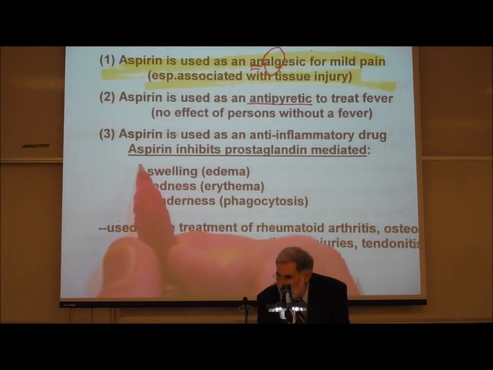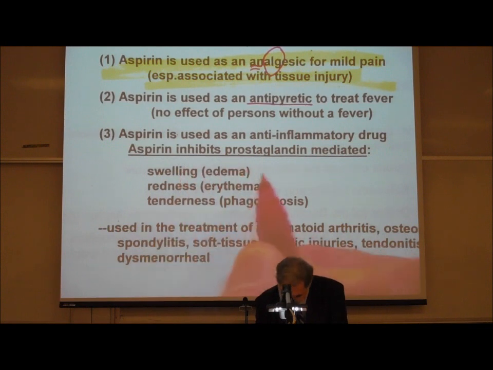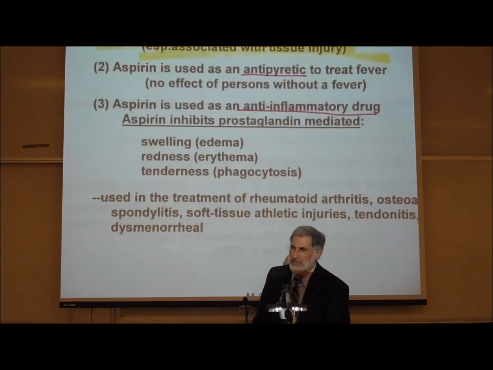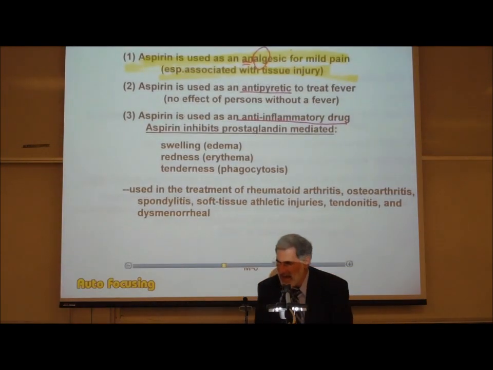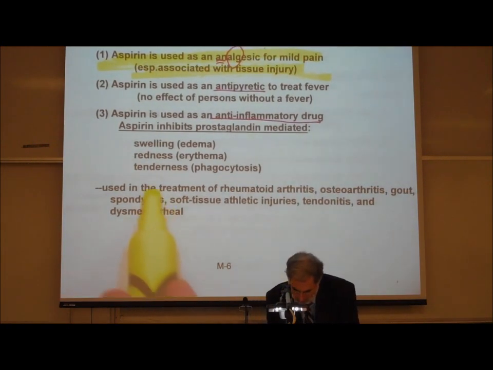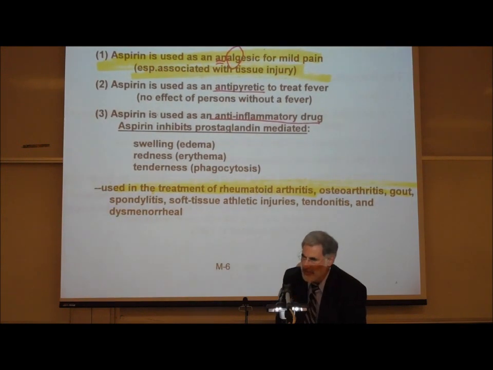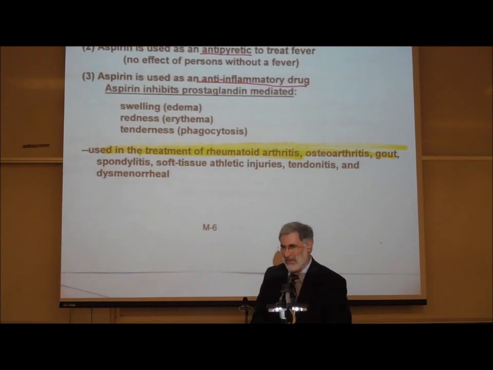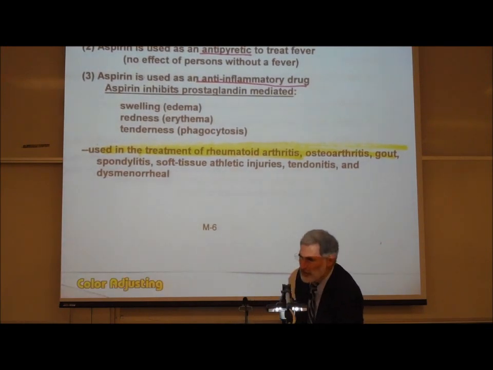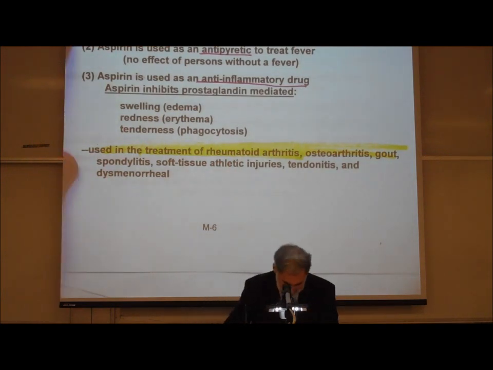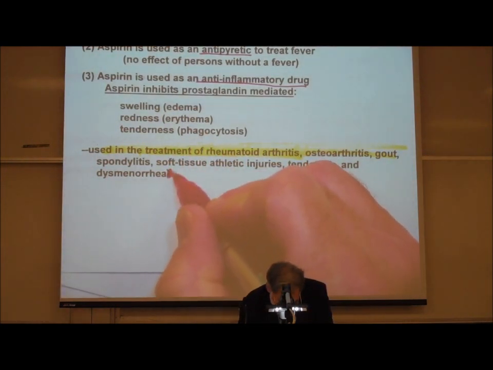Aspirin is a non-steroidal anti-inflammatory drug. Why? Because it reduces the prostaglandin-mediated swelling, redness, and tenderness. So, because of that, aspirin and drugs in this category are commonly used to treat arthritis, rheumatoid arthritis, osteoarthritis, gouty arthritis, spondylitis, soft tissue and athletic injuries, tendinitis, and dysmenorrhea. You don't need to yell at me, but dysmenorrhea.